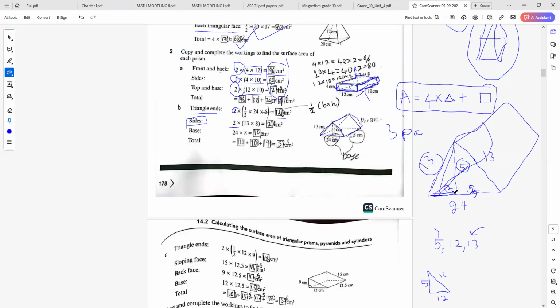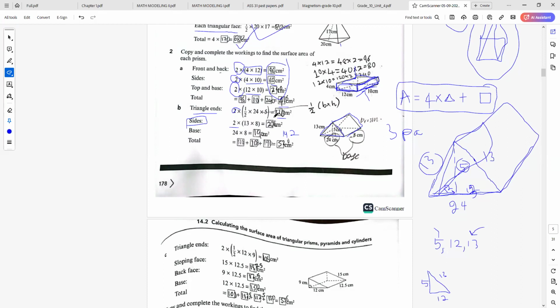Then the base will be here 24. Then this is 8. 24 into 8, that is 192, right? 24 times 8 is 192, so they have made a mistake here. 192. Now we have to add these three.